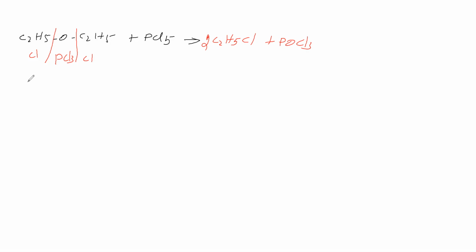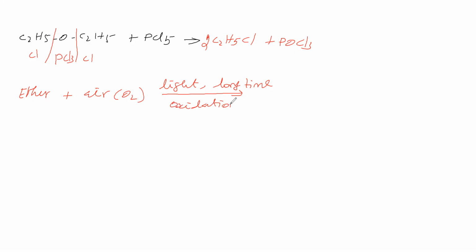Next, ether we are taking. It is exposed to atmospheric air and light, and it is left for a long time. This ether undergoes oxidation with atmospheric oxygen to give hydroperoxide, otherwise peroxide.